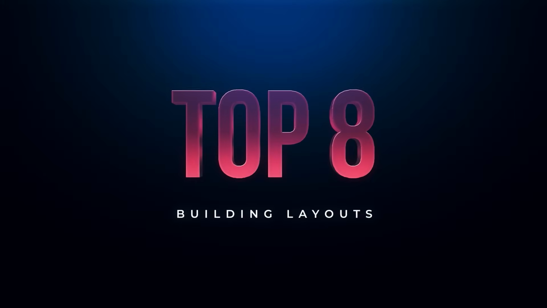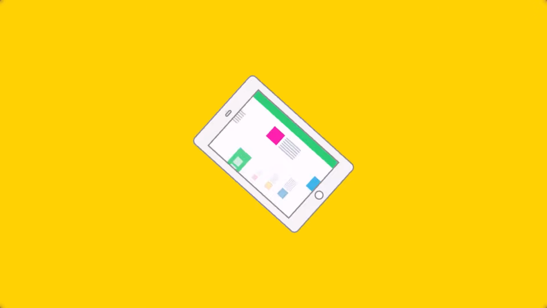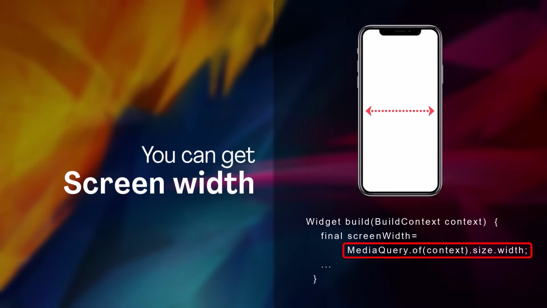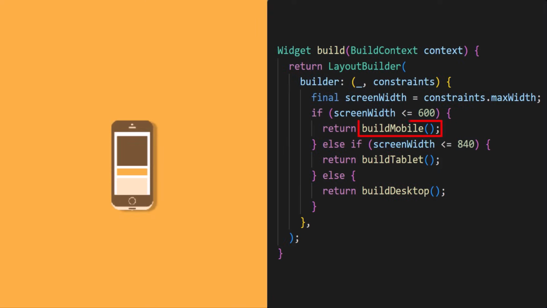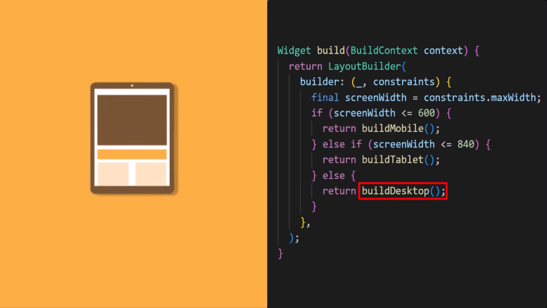Top 8. Building layouts. Finding it hard to make your app look good on different devices? It's time to uncover the LayoutBuilder and MediaQuery, which give you the crucial information about the device screen, and you can use them to adjust your app UI to any screen, making it look great everywhere.